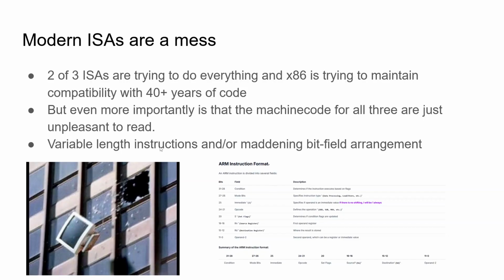And stuff like variable length instructions, or whatever this is, where you've got, let's see, 1, 2, 3, 4, 5, 6, 7, 8. That's 8-bit fields. That's crazy. You want people to read that line by line? Heck no, that's not going to happen.